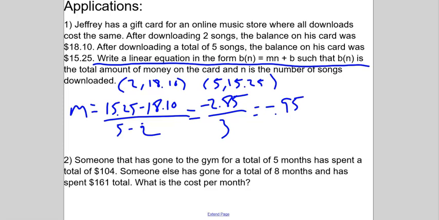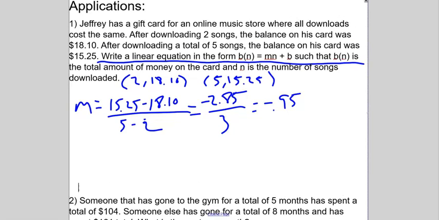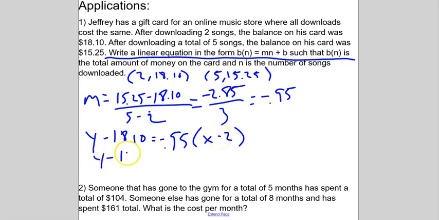We need to be able to find our equation based on what they have here. So we're going to make this a little bit bigger. All right, and then we can use either one of these points. I'm going to use y minus 18.10 is equal to negative 0.95 times x minus 2. And then we can distribute that out. We'll have y minus 18.10 is equal to negative 0.95x, and then that times 2 is going to be plus 1.90.